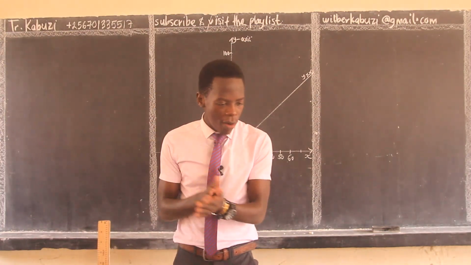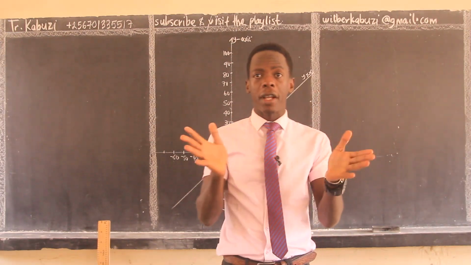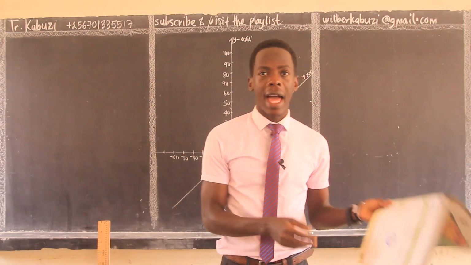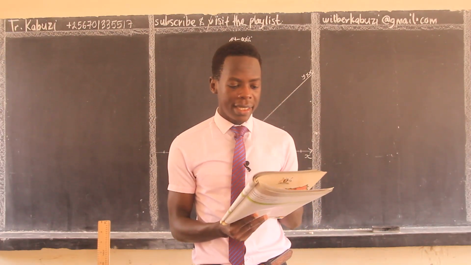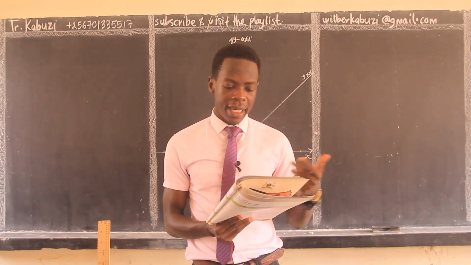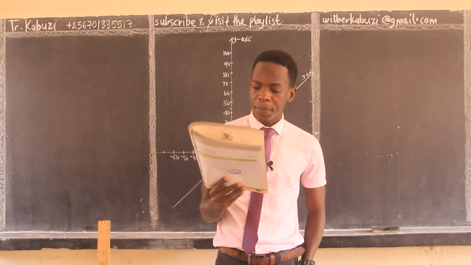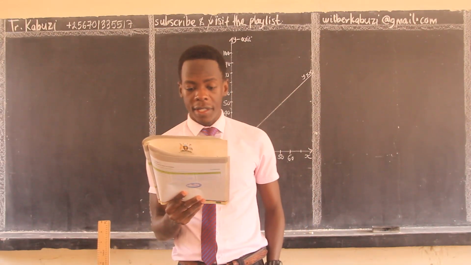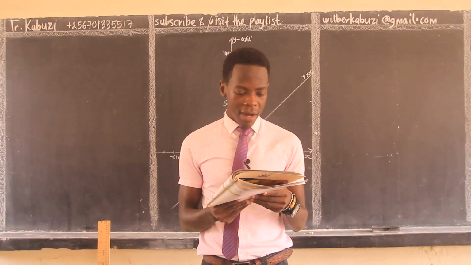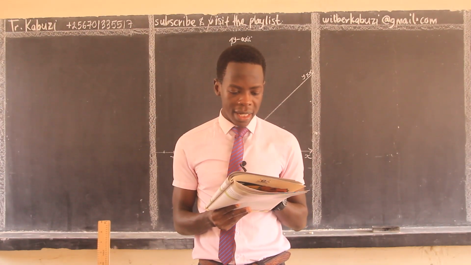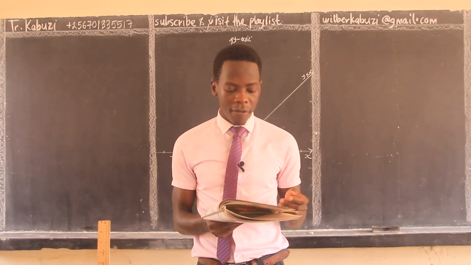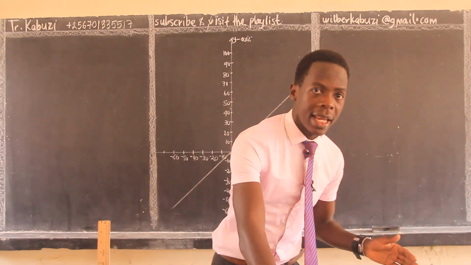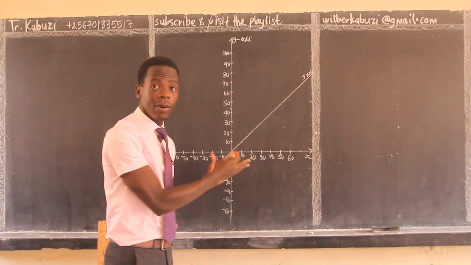Our next chapter was reflection. Now, reflection, as a teacher, you look at the competence. The competence there is the learner reflects shapes in different contexts and identifies lines of symmetry. So what are the learning outcomes? Learning outcomes are identify lines of symmetry, reflect shapes and objects, apply reflection in the Cartesian plane. Now, I'm specifically focusing on that.